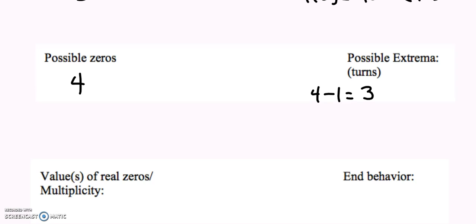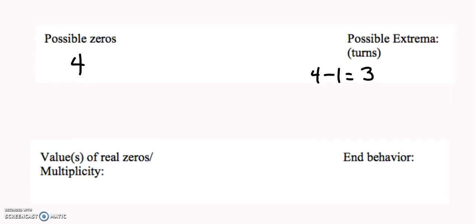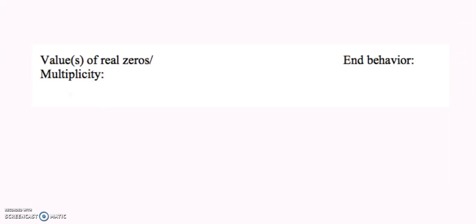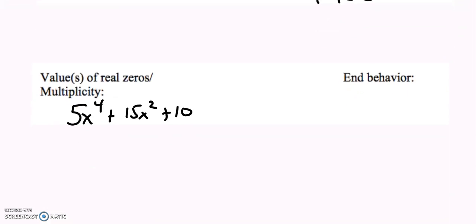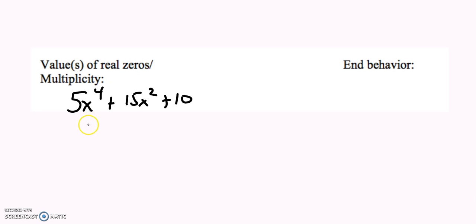The values of the real zeros and the multiplicity of them: we have 5x to the 4th plus 15x squared plus 10, which means that I can take a 5 out of all 3 terms, and I'm going to get x to the 4th plus 3x squared plus 2. Let me double check that. And that does look like it's correct.